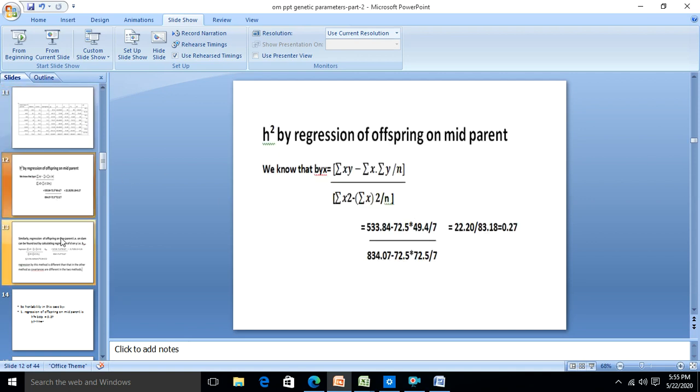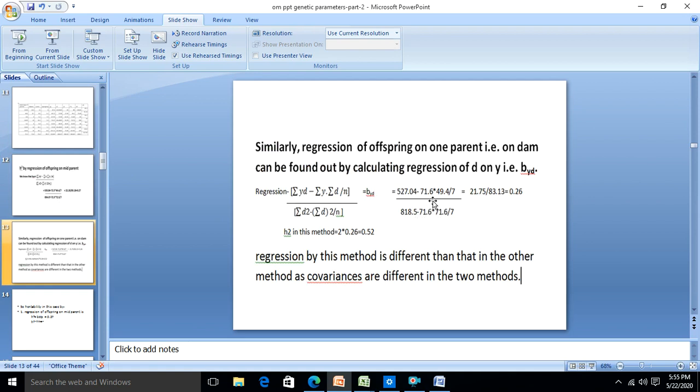Let's see if the value is substituted properly. 818.5 minus 71.6 into 71.6 upon n, where n is equal to 7. The total number of paired data is 7 in this case. So don't make it 14, don't make it 21. It is just 7 paired data, meaning a total of 7 sires, 7 dams and 7 progenies were taken in this case. Now you get the value as 0.26.